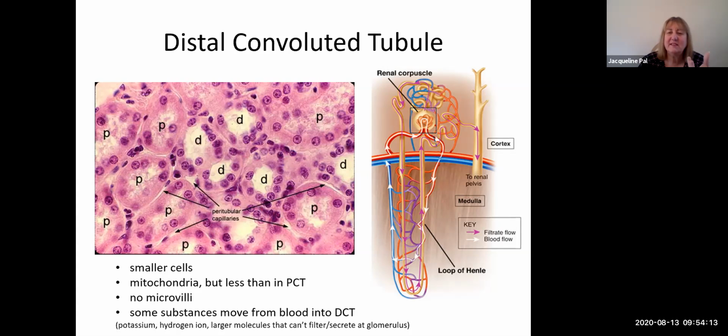So at this point, this is the last chance for stuff to move from the blood into the distal convoluted tubule. And there are some significant things that move in this location, such as penicillin, which is too large to exit previously, now can exit the bloodstream. And in fact, 90% of the penicillin that's in your blood will exit in your urine, each pass through your kidneys.